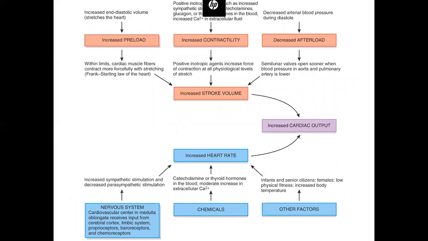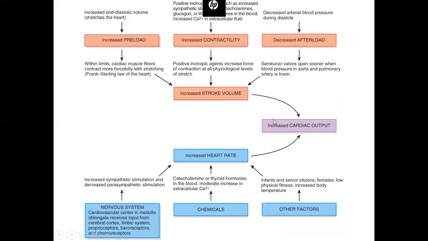The figure here on this last page just kind of demonstrates the different factors that we've been talking about for the last 10 or so slides that affect cardiac output, the 3 factors that affect stroke volume. In this case, we're showing increased stroke volume. Down at the bottom are the factors that affect heart rate. In this case, showing you increases in heart rate.